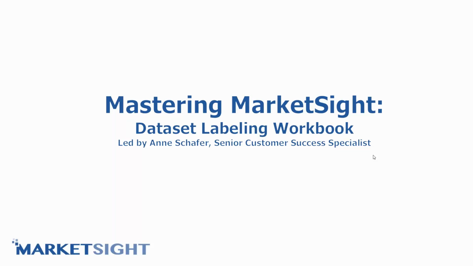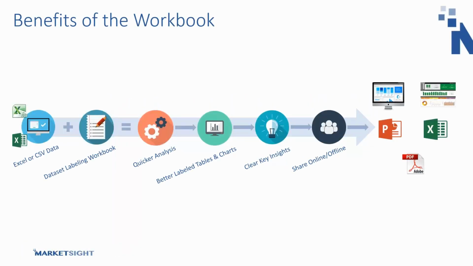Let's take a moment to discuss what the Dataset Labeling Workbook is and essentially what it's going to allow you to do. The Excel Dataset Labeling Workbook is a separate file that, when used in conjunction, particularly with an Excel or CSV dataset, provides you with overall quicker analysis. You end up with better labeled tables and charts. Those lead in turn to clearer key insights, and of course those can then be shared online or offline with any of your clients. The Dataset Labeling Workbook definitely has its benefits, but sometimes you need a little bit of assistance in learning the details of how to work with it.